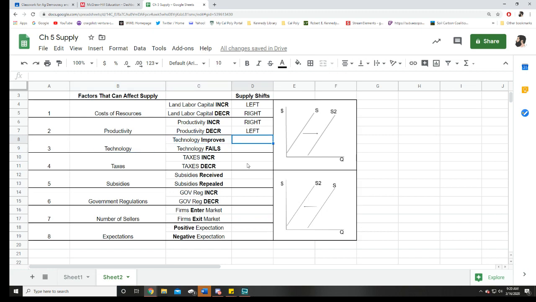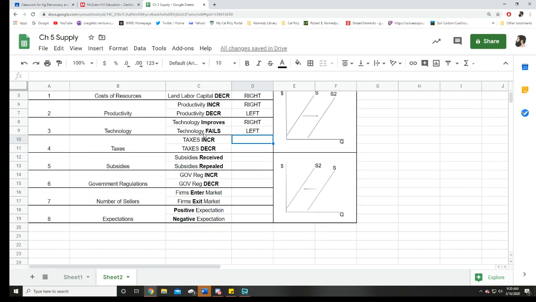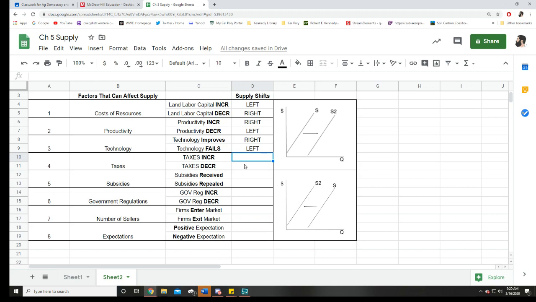Technology improves. That of course is going to be to the right. That means you're able to produce more products, so therefore supply goes over to the right. Technology fails. That means your supply curve is going to go to the left. Let's say you have a brand new machine and it goes through an update and it doesn't work the same anymore, so it would go to the left. Taxes. The government increases taxes on a company. Therefore, the company's not going to want to produce as much, so the supply curve will shift to the left.